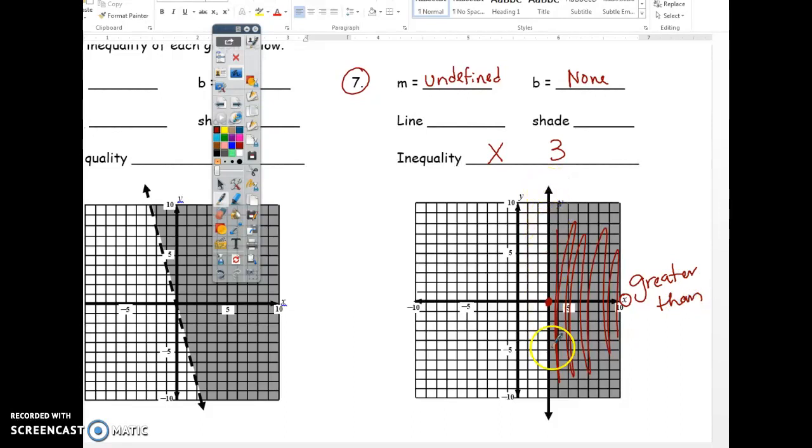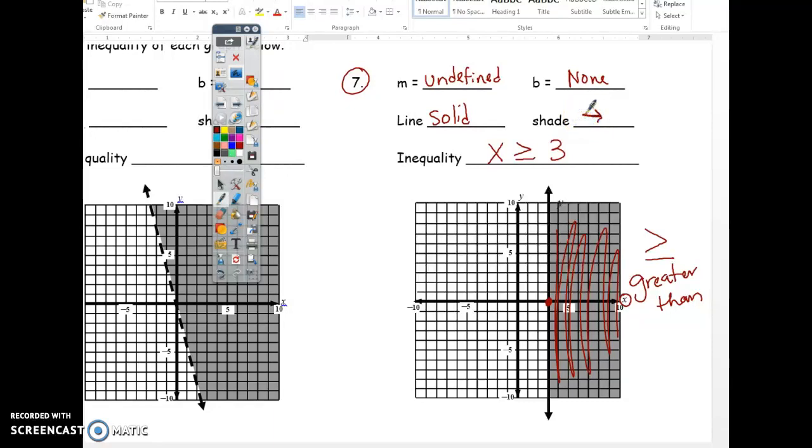Okay? And it's a solid line. The line is solid. So it's greater than or equal to. So the symbol that we're going to use is greater than or equal to. We're going to use it right here because we shaded to the greater numbers. We shaded to the right.